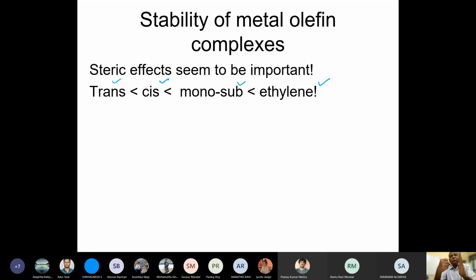If I have a trans substitution, whichever way I turn, one of the alkyl groups will come and bang into the metal. So cis happens to be better than trans. Mono is better than bis substitution, because with mono, you can move the alkene slightly above so that the alkyl group is away from the metal. So mono substitution is better than di substitution. Di substitution, cis is better than trans. Of course, tri and tetra would be very bad.